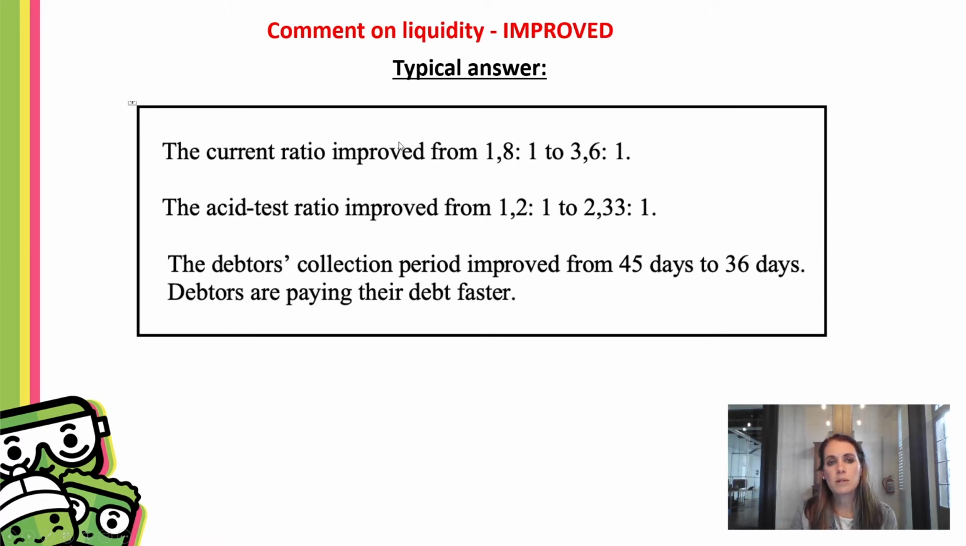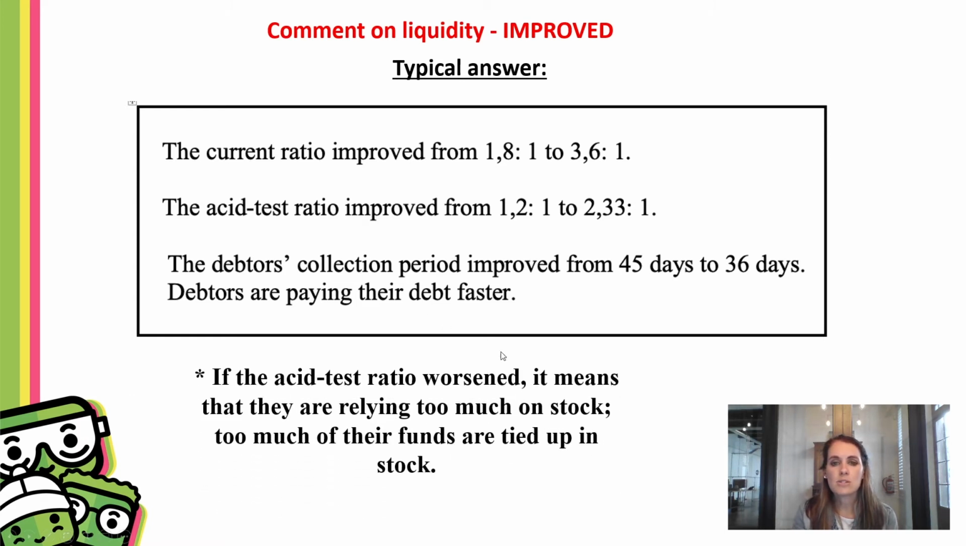I like using the words improved instead of saying that it increased, because improved tells me that it increased and that it's good. Whereas if you're going to tell me that the current ratio increased, then you have to give me another sentence to tell me that it's actually good. So I said the current ratio improved, the asset test ratio improved, and the debtors collection period improved, meaning debtors are paying their debt faster. Okay. You can always then end off with a general sentence saying that the business will be able to cover all short-term liabilities, because that is what we see from the three ratios.